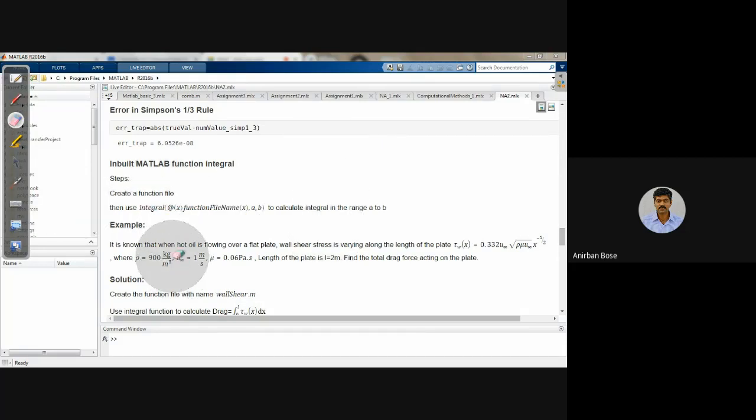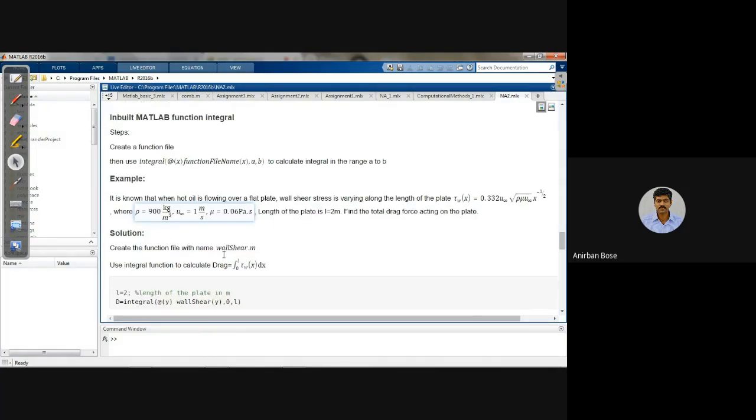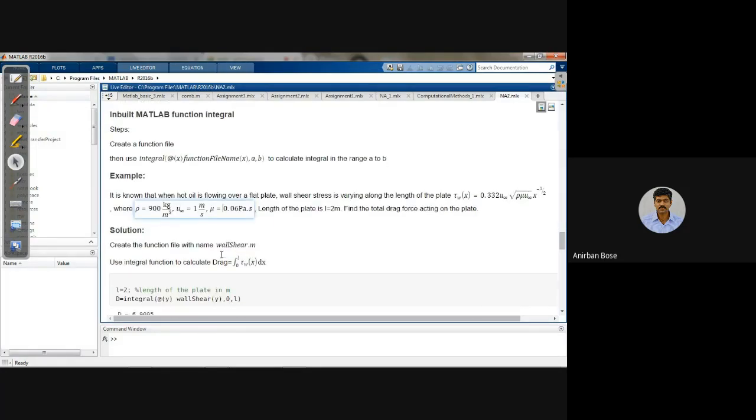Let us take one example. It is known that hot oil is flowing over a flat plate, and the wall shear stress varies along the length of the plate as given by this formula, where the density, free stream velocity, viscosity, and the length of the plate are known. The problem is to find the total drag force acting on that plate.